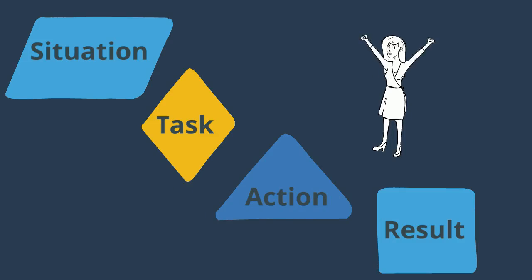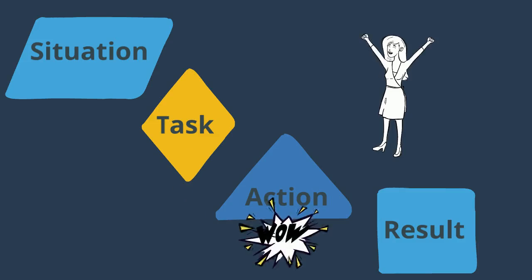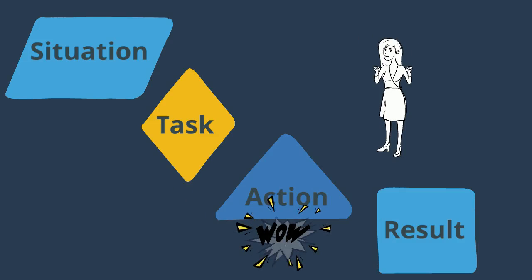The next element of STAR is your action. Action is 80% of your paragraph, and it should basically talk about the steps that you took to help complete the goal or volunteer initiative. You want to be really specific here.